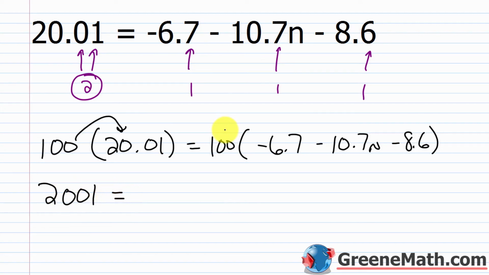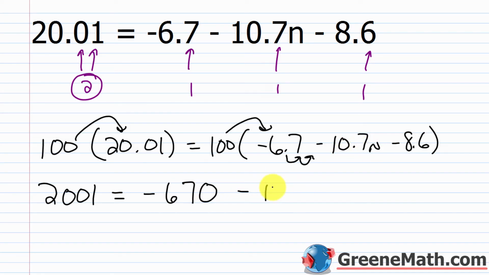This is equal to, over here, 100 times negative 6.7. You'll have negative 6. This is going to go 1 place, so I'll have a 7, and then 1 more place to the right, and so a 0. So negative 670. And then minus, here we have 10.7n.